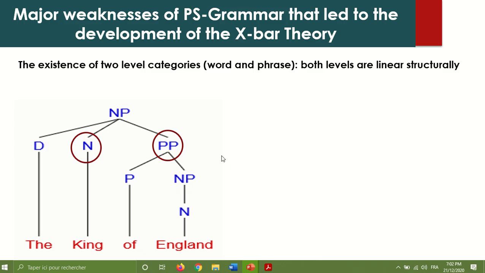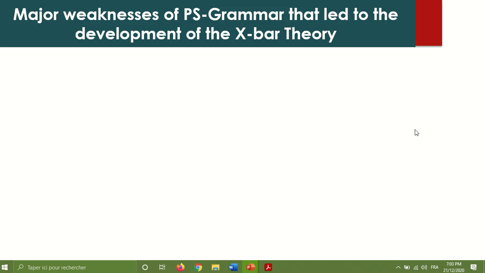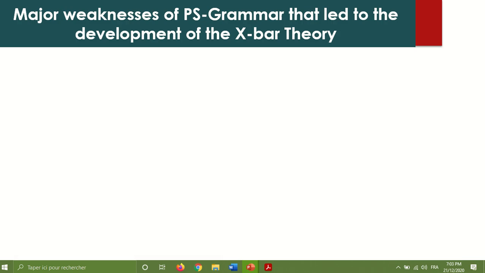They should have a different status, and this is why the X-bar theory suggested the creation of an intermediate level between the noun and the phrase, which is larger than the noun and smaller than the phrase, called the bar level. If you remember in class, we said you can put a bar above it or just an apostrophe. I cannot put a bar above it using PowerPoint, so you use the bar when drawing your tree, and I'm going to use the apostrophe now.